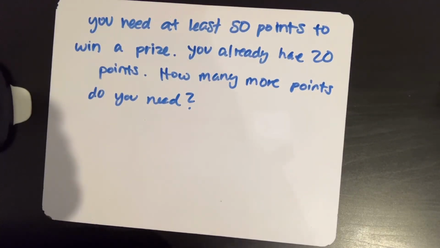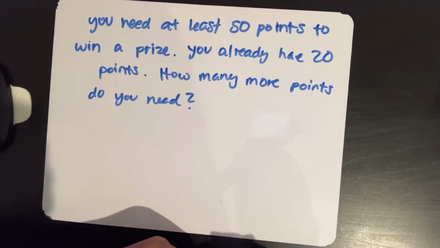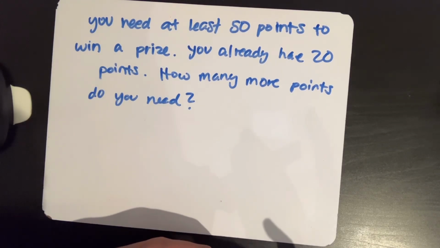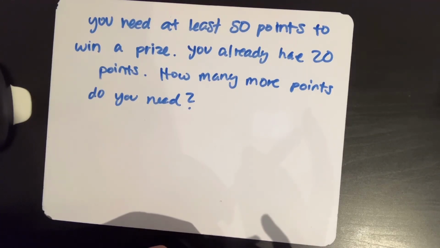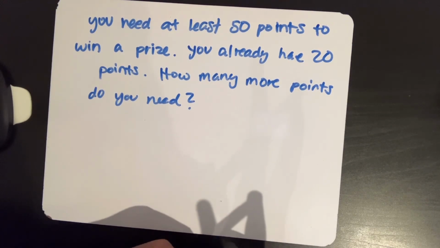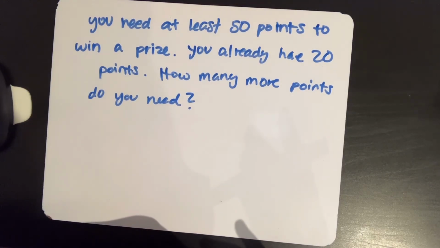As we wrap it up, let's try modeling inequalities. This means writing an inequality from a word problem. You need at least 50 points to win a prize. You already have 20 points. How many more points do you need? Well, if you know simple addition and subtraction, you know that 50 minus 20 equals 30.